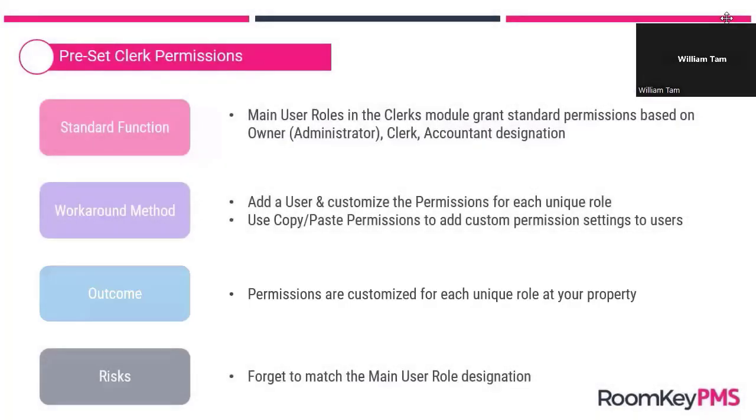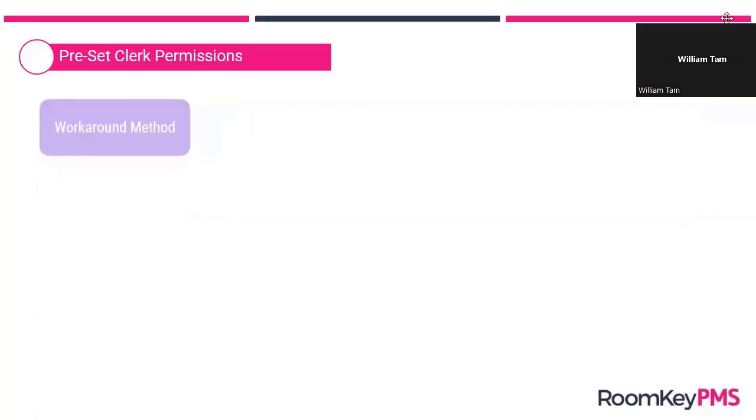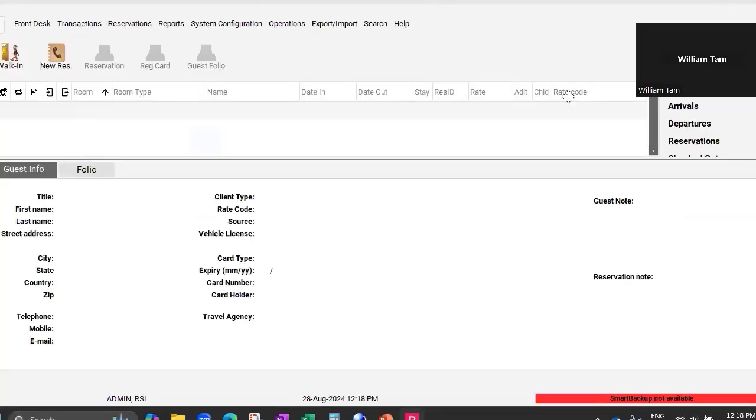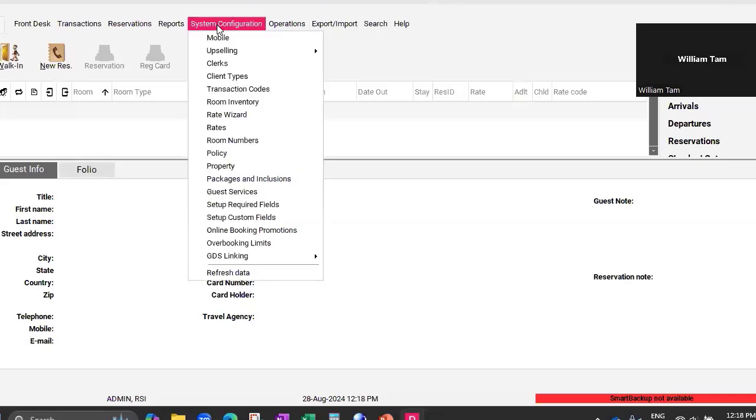Now, the risk associated with this workaround method is if you forget to match the main user role designation. Let's take a look in a database so we can see how this workaround method can be applied to your property. So I have a demo database here, and the module that we're using is found in System Configuration inside the Clerks module itself.